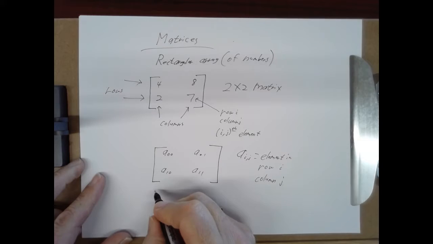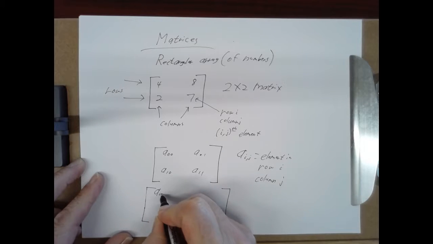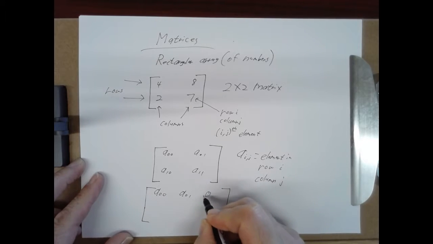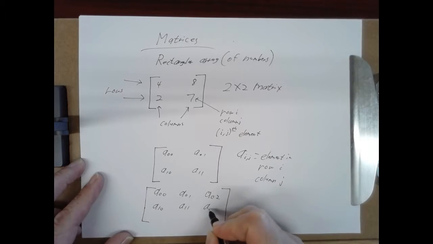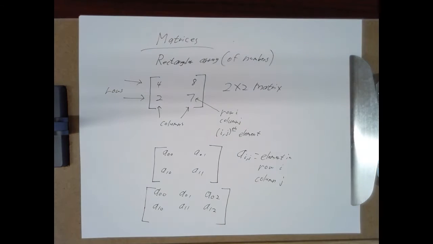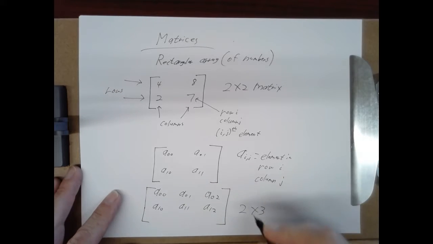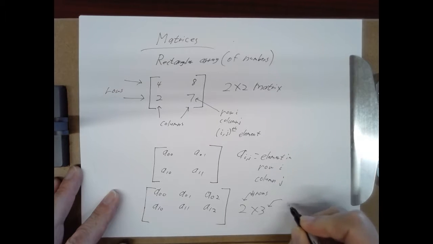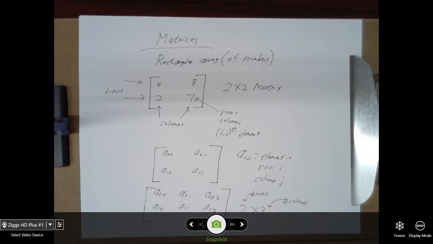And they don't have to be square. So there's a 2 by 3 matrix. So this first number is the number of rows, and this is the number of columns. So that's just setting out the playing field here. Definitions and terminology.